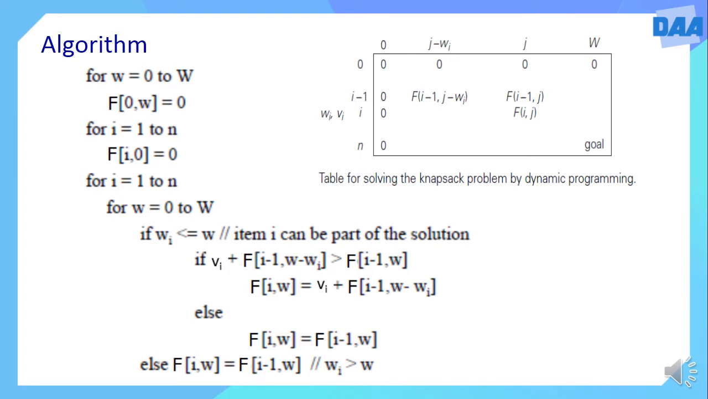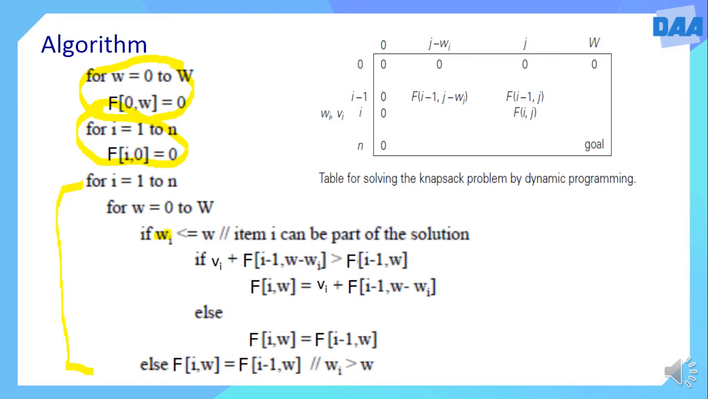So the overall algorithm can be stated as follows. This part is to initialize the first row with zeros. This is to initialize the first column with zeros. First column means the row and column with the index 0. And these are the two for loops: for i equal to 1 to n, for w equal to 0 to W.